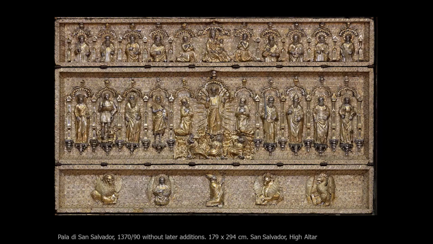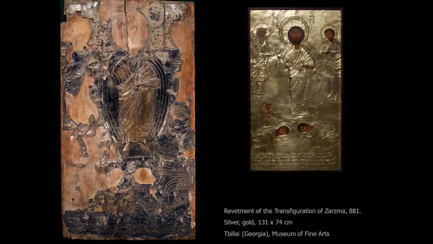This association of precious metalwork with the garments of the transfigured Christ finds an interesting parallel in the history of the Georgian Transfiguration icon in Zarzma, I don't know how to pronounce that, which recently had been discussed by Anthony Eastmond. According to the legend, the monk Serapion had brought the icon to the place where he founded the monastery of Zarzma in the 9th century. At this place, the icon started to be venerated as a miraculous image, therefore it received a revetment of gilt silver that left only the faces uncovered.